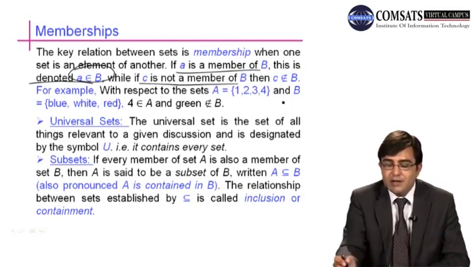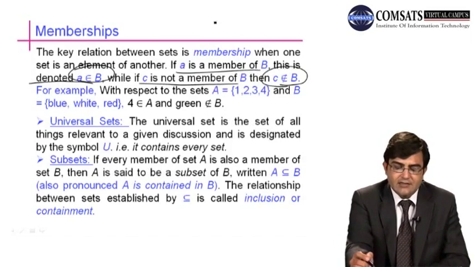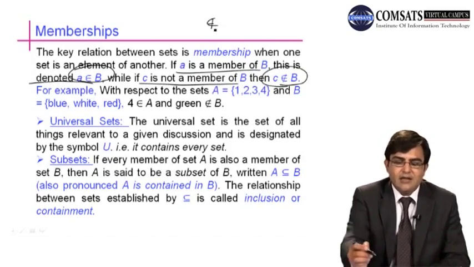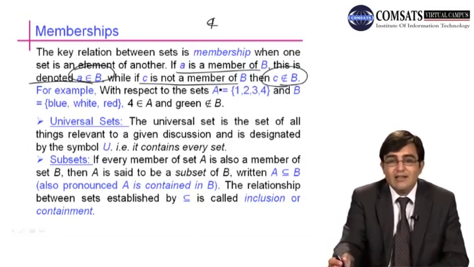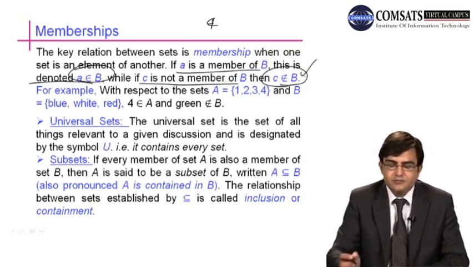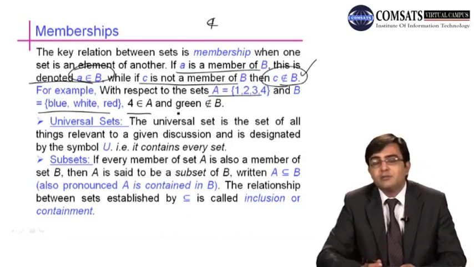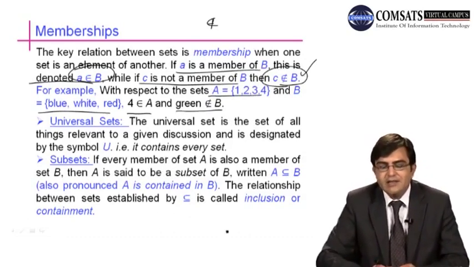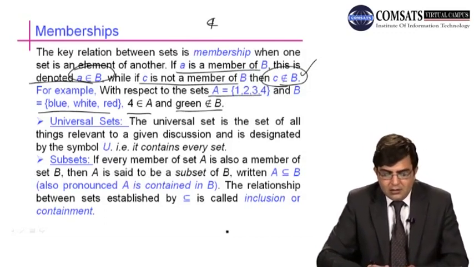then in set theory we write the belongs symbol and cross it with a bar. This means C doesn't belong to B. If C is not a member of B, then mathematically, in set theory, we write it as C doesn't belong to B. For example, with respect to sets A and B, 4 belongs to A and green doesn't belong to B, read as green doesn't belong to B because green is not in the B set. So this is basically the membership.